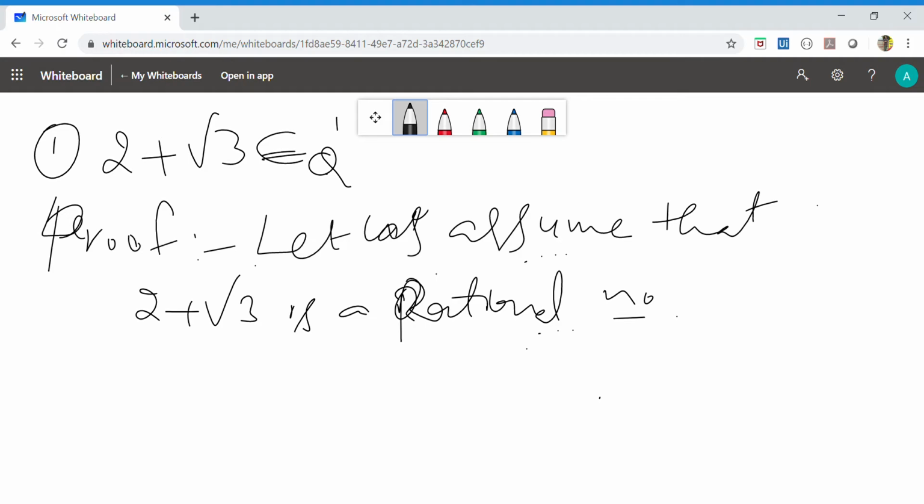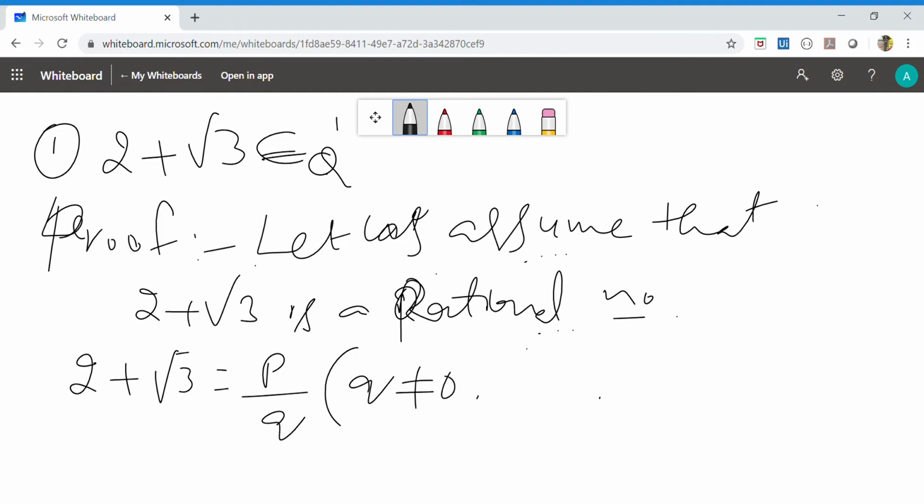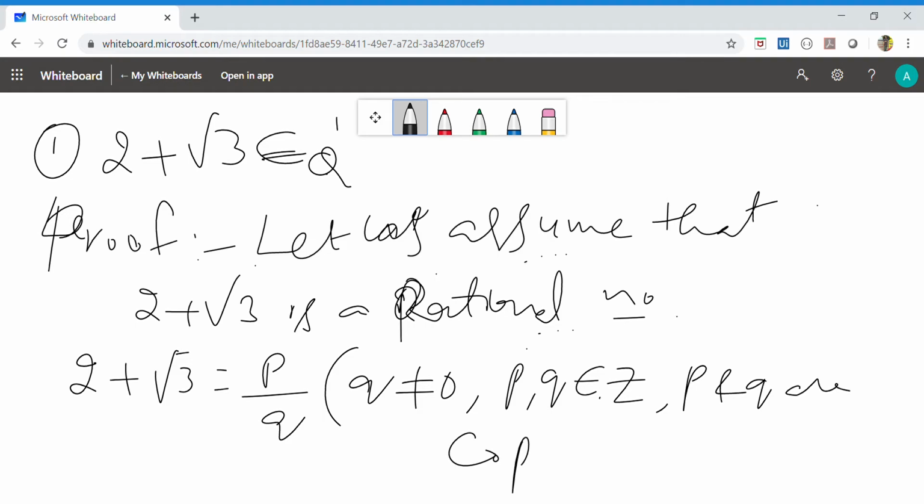We know that all rational numbers are in the form of p by q. So 2 plus root 3 can be written in the form of p by q, where the conditions are compulsory: q is not equal to 0, p, q belong to the set of integers, and p and q are co-primes. In the proof, we are assuming the contradiction to the given statement, that means 2 plus root 3 is a rational number. So I'm taking this condition.